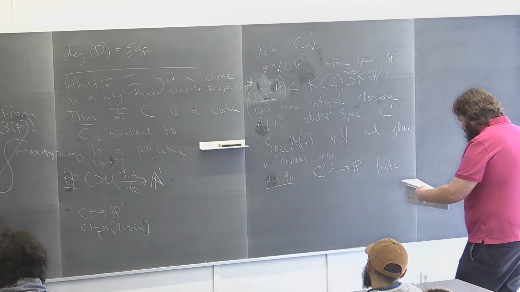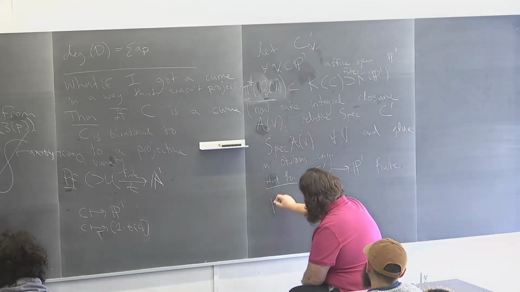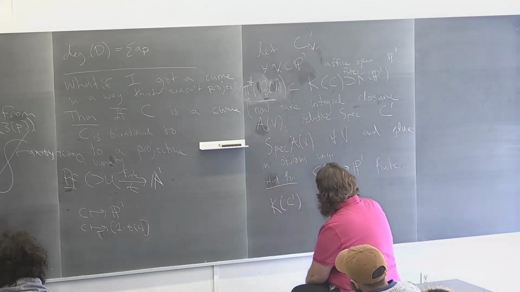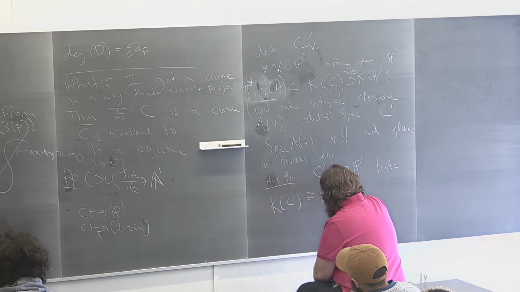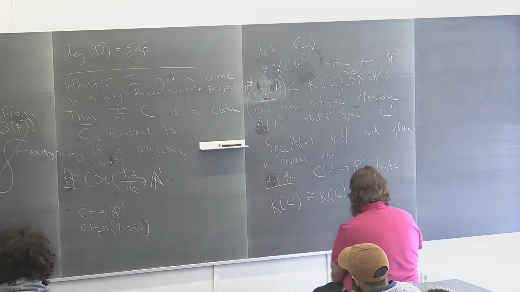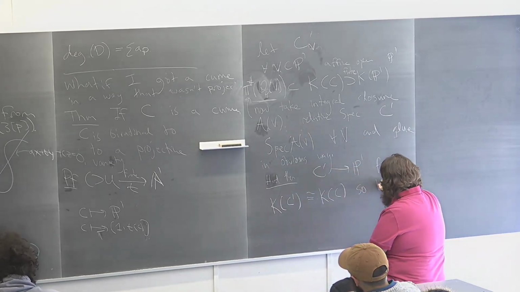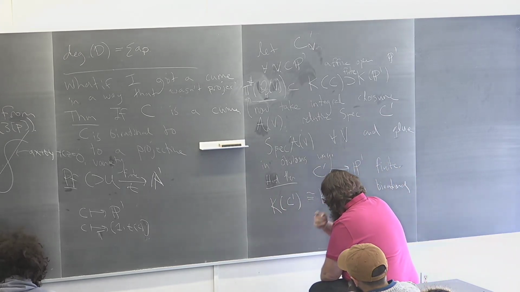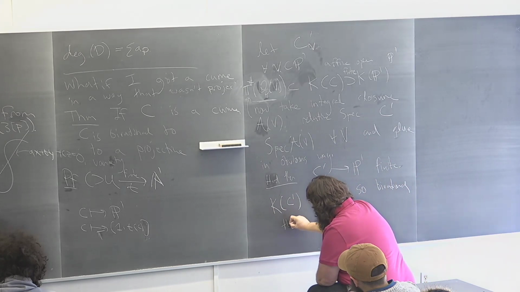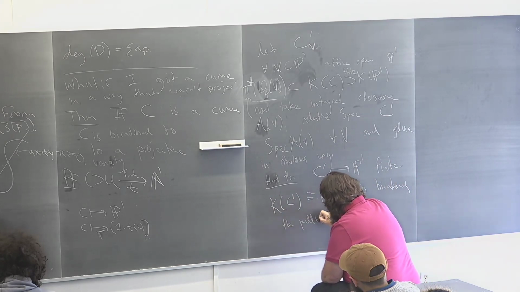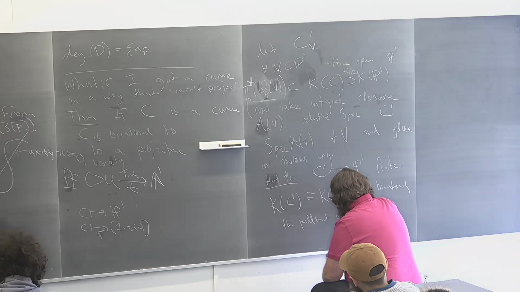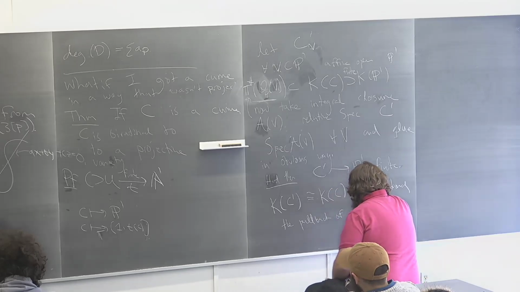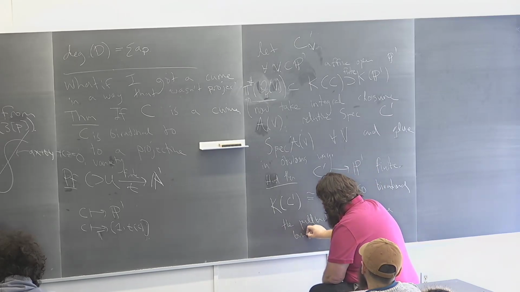But the key point here is, the function field of C prime is the same as the function field of C, so they're birational. And the pullback of an ample line bundle by a finite map is still ample.